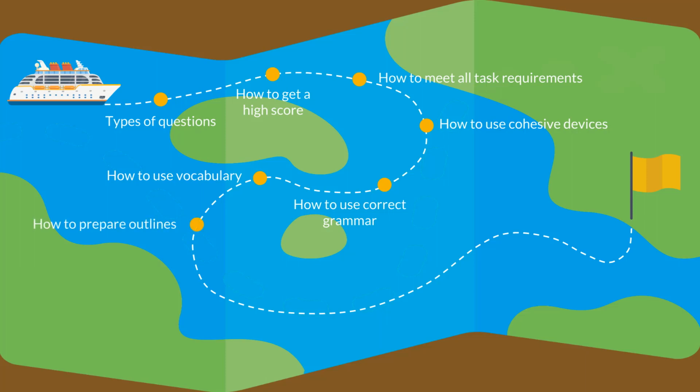Then, in the second part of this course, we're going to move into the recipe. This is where I'm going to teach you the strategies for writing a great Task 2 essay. I'm going to teach you how to prepare outlines so that you can speed up the process of your writing. I'm going to then teach you how to write the introductions for different types of questions, how to write the body paragraphs to your essay, how to write a great conclusion.